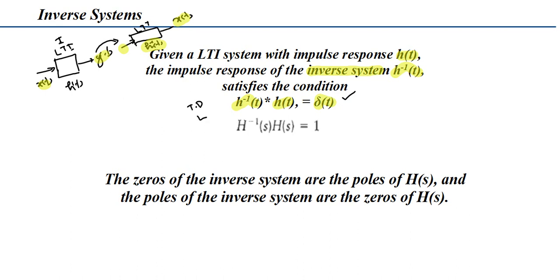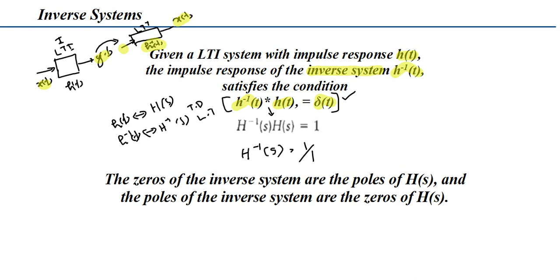If you take the Laplace transform of this equation, the Laplace transform of h of t is H of s, and the Laplace transform of the inverse system is represented as H inverse of s. The convolution operation becomes multiplication in the Laplace transform domain, and the Laplace transform of delta of t is 1. So the inverse of a system you can calculate by 1 by H of s. If you take the reciprocal of H of s, you will get H inverse of s.